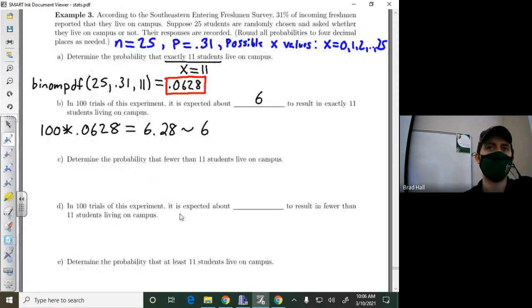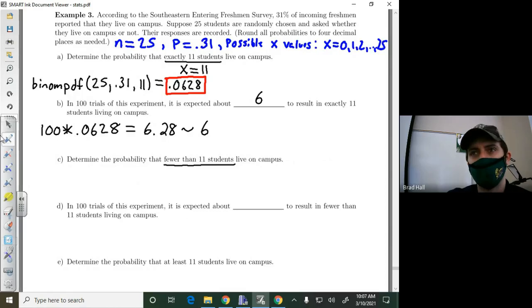Now, this is where it starts to get a little bit more complicated. This is the part that the last section was not happy with. So I'll try to be careful in how I explain this. Determine the probability that fewer than 11 students live on campus. When we had exactly 11 students, I put X is equal to 11. Fewer than 11 students, what should I put? How do we interpret that?